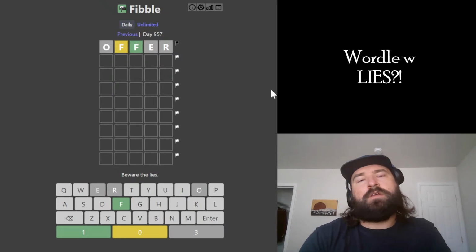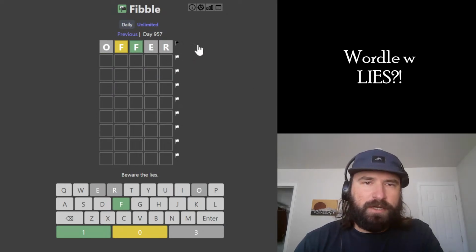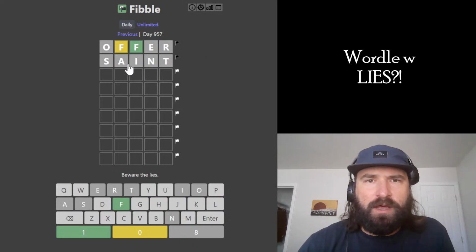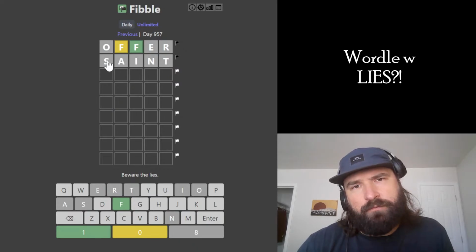Let's smash a Fibble. Fibble's a word game that lies to you once a line, so one of these tiles in this first guess is the wrong color. I like to get 5 unique characters in right off the bat. Let's go Saint here. Okay, so we get nothing out of Saint, which actually means that one of the letters must be in, because there has to be a lie every line. So we have one of these 5 letters, we just have no idea which one it is.